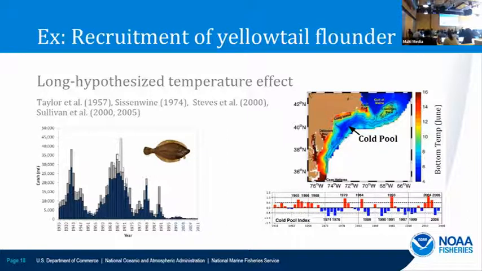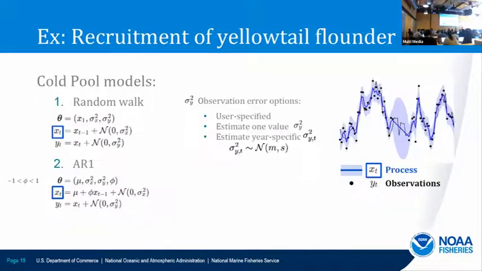And we can model those observations of the cold pool index as a state in the assessment model. So that it was X of T, Y of T is our observations. So you get something like this. It handles missing observations, which is nice and it's easy to do.